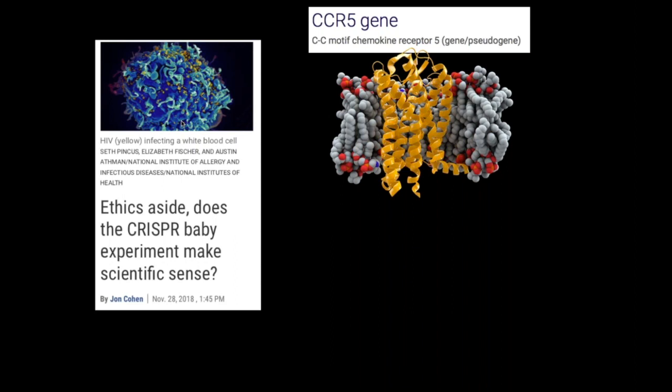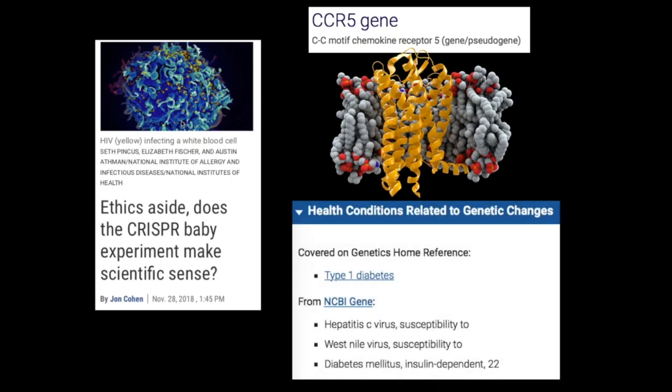That's true. I do think there are better ways to avoid getting AIDS than having your DNA tinkered with this way. But here's the reason that a number of people were upset. There are people alive today who have mutations in this gene. That's why he went for CCR5. These people have much higher incidences of type 1 diabetes. They are more susceptible to hepatitis virus, to the West Nile virus, and also to the flu.